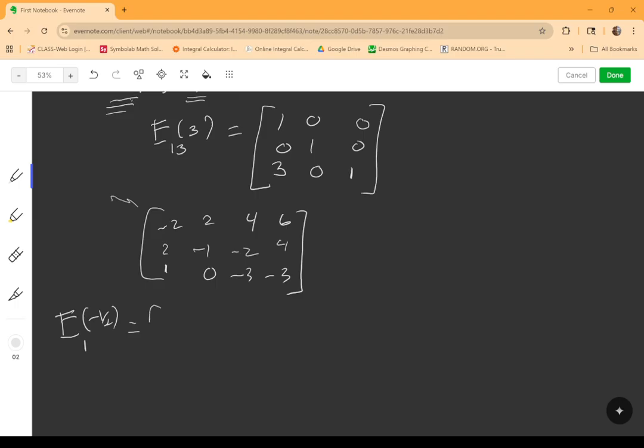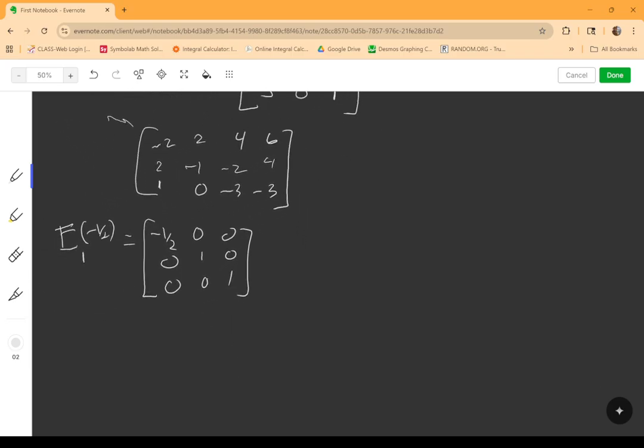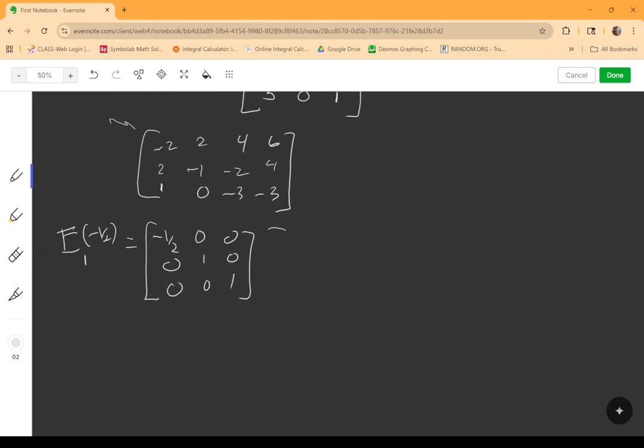So the matrix here would be -1/2, 0, 0, 0, 1, 0, 0, 0, 1. All right, and again, the multiplication will always be on the left side. So here, let's do the matrix here: 2, 2, 4, 6, 2, -1. All right. -2, 4, 1, 0, -3, -3.